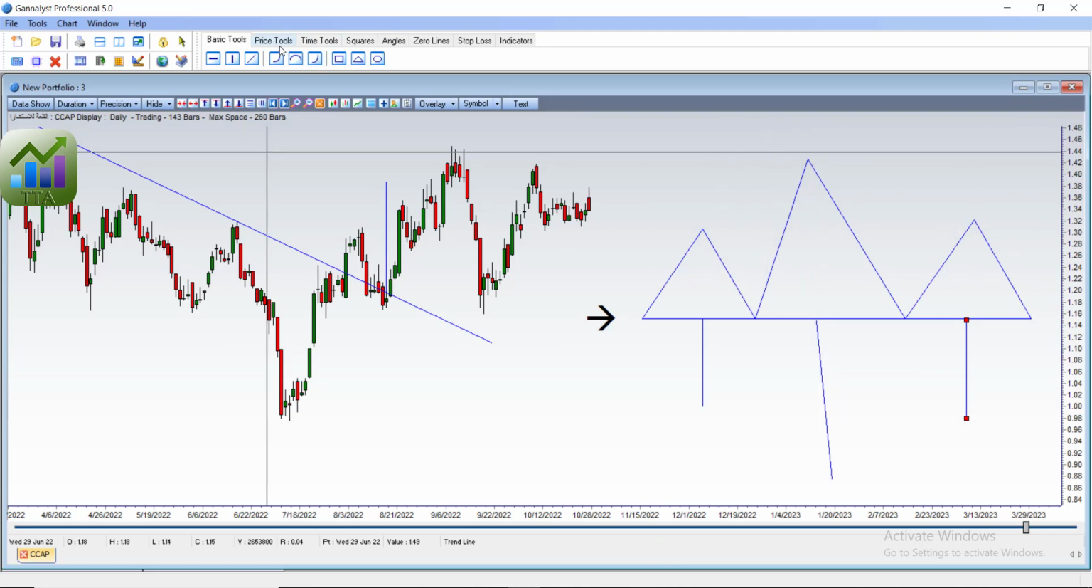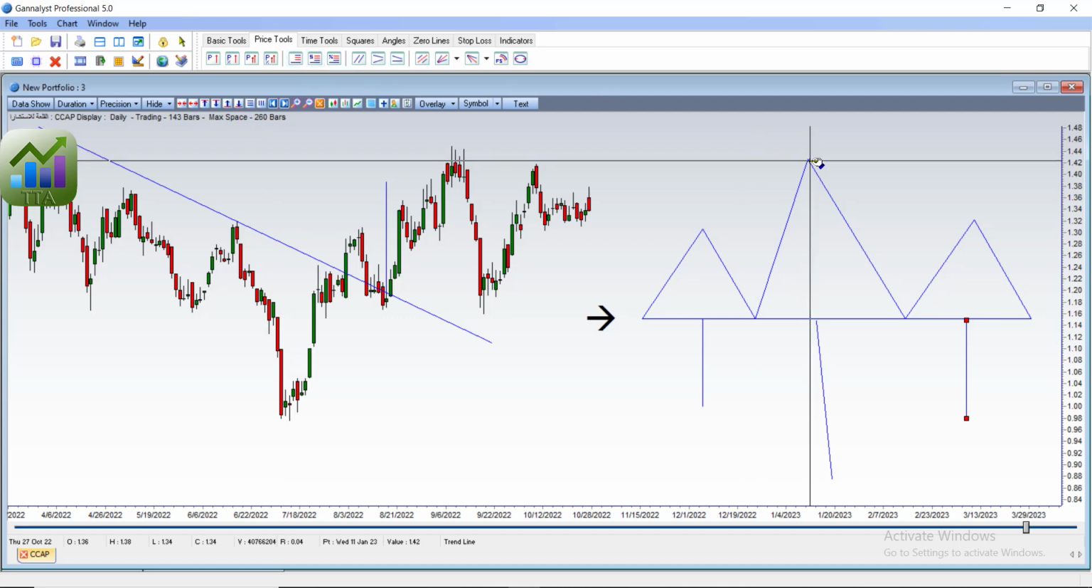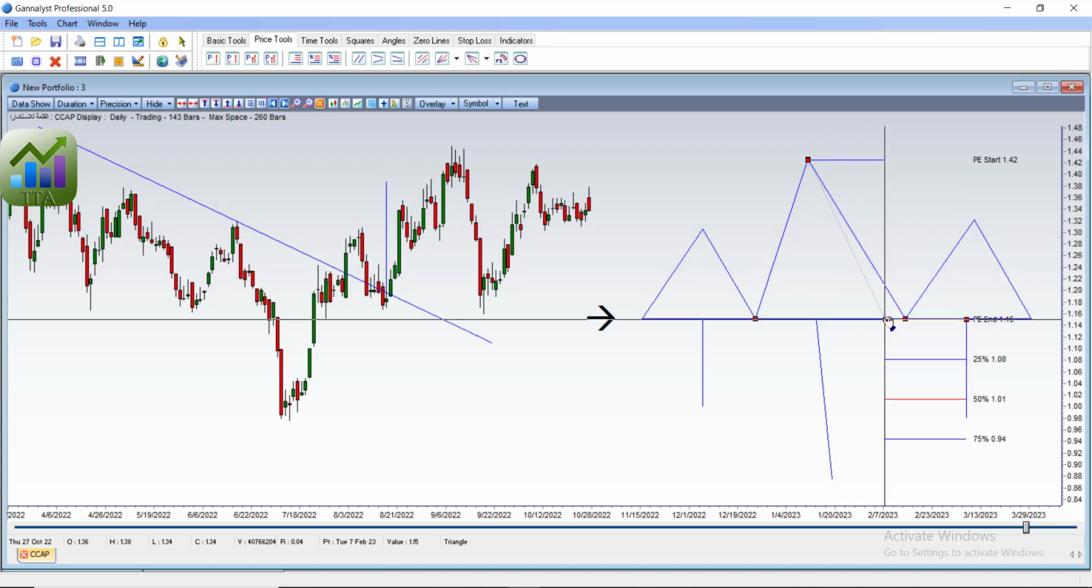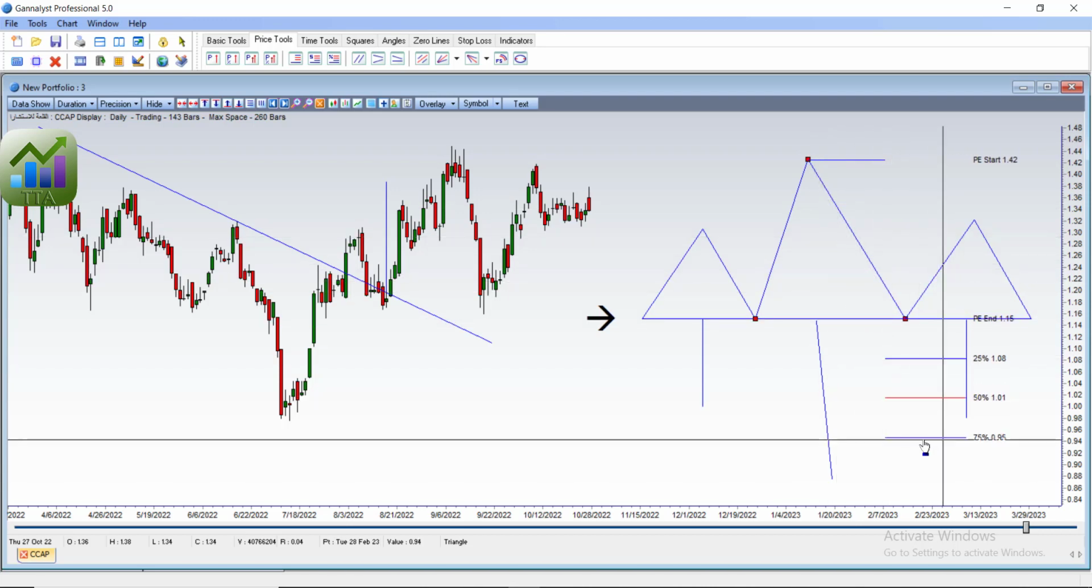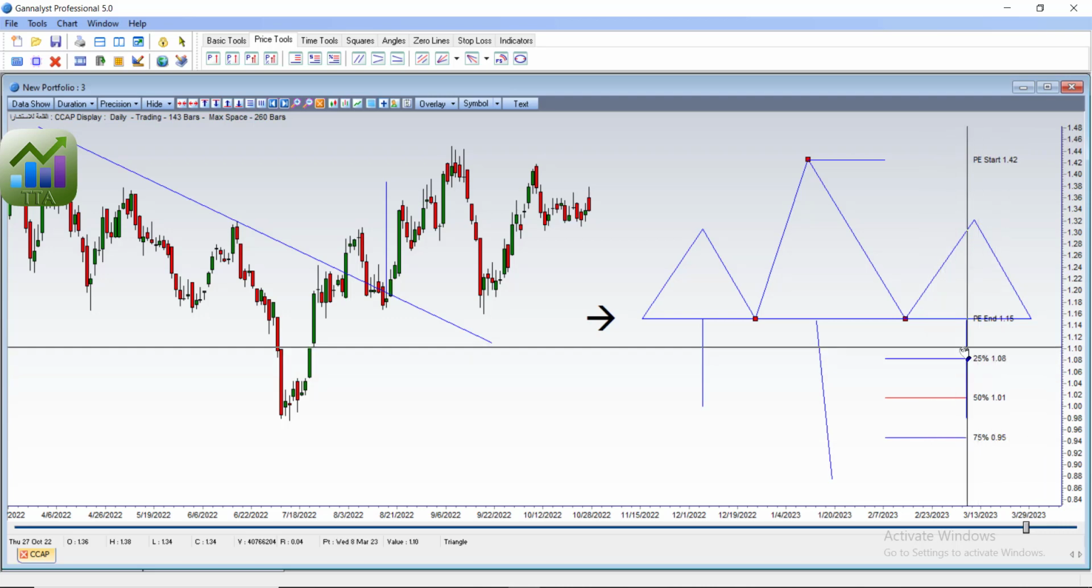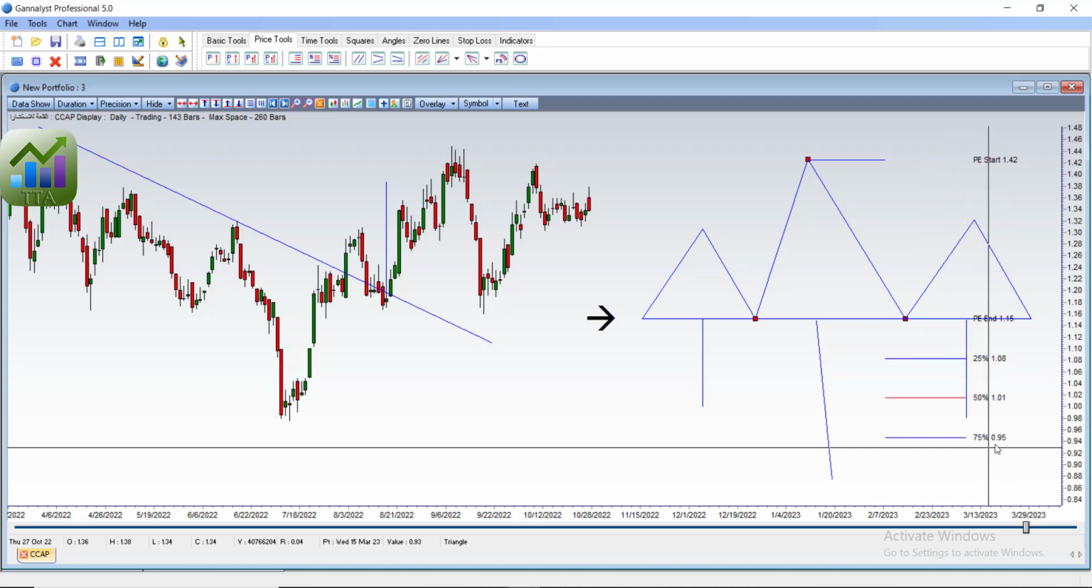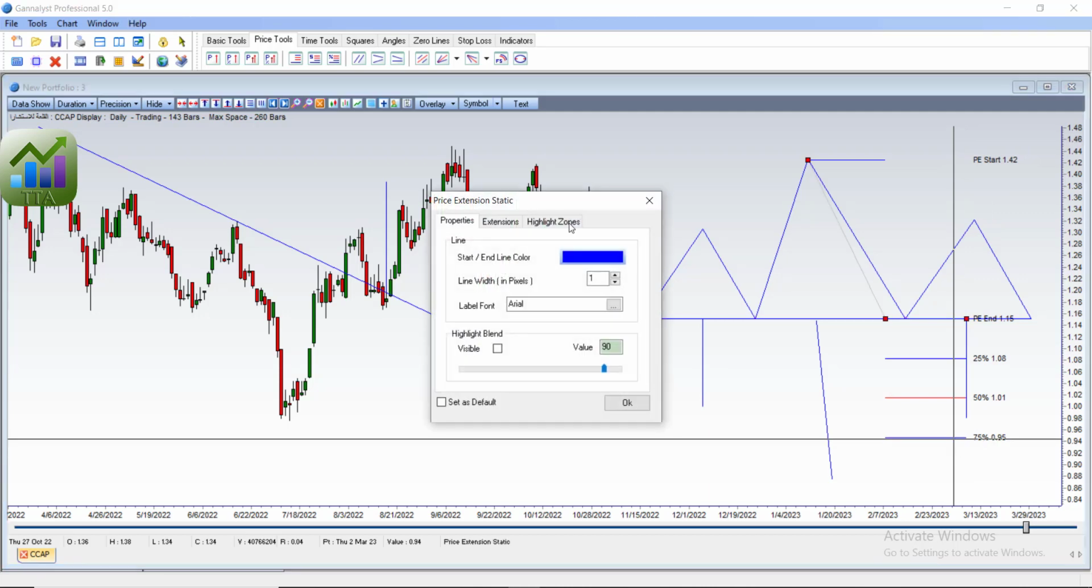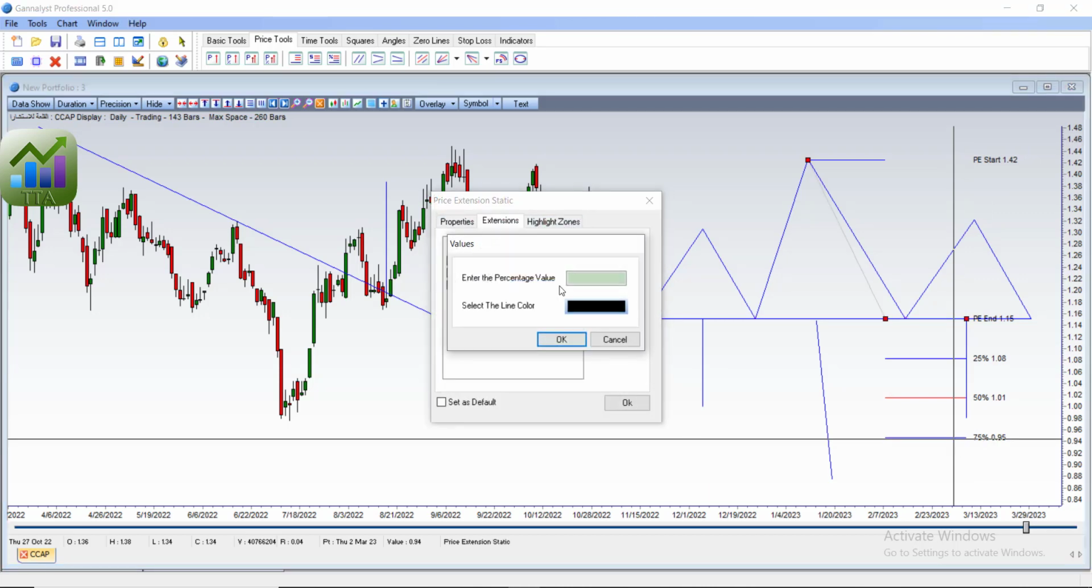Okay, we are going to use another way. So you go to price tools, and from here you have two important tools, this one and this one. This is the price retracement and this is the price extension. I'm going to use the price extension from this one to this one. You will see it come with defaults of 25%, 50% and 75%. You double click on it and you will add the 100.